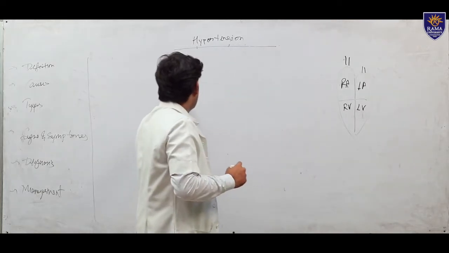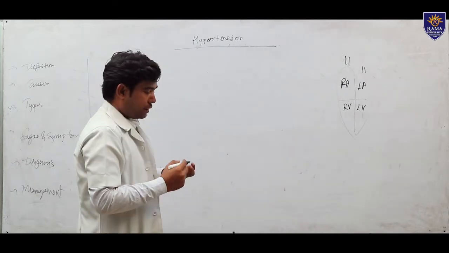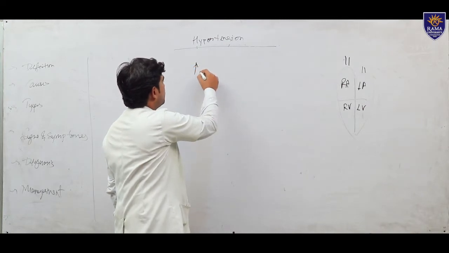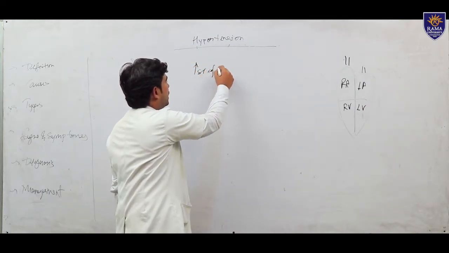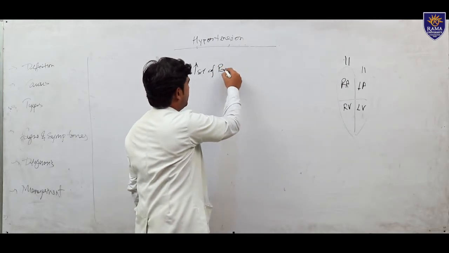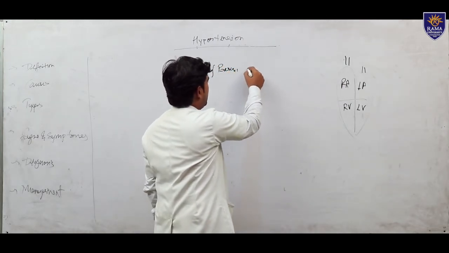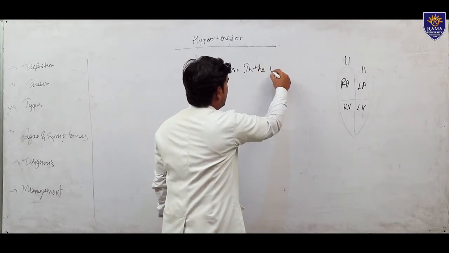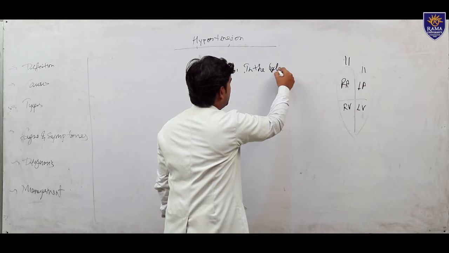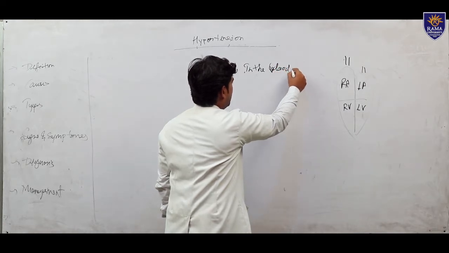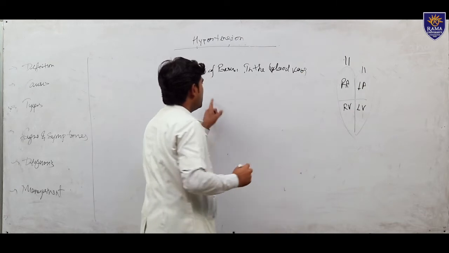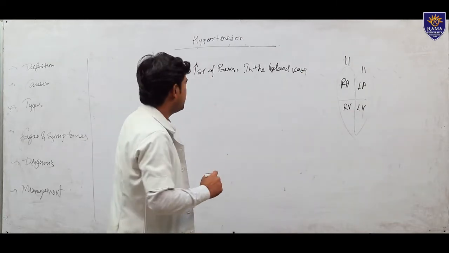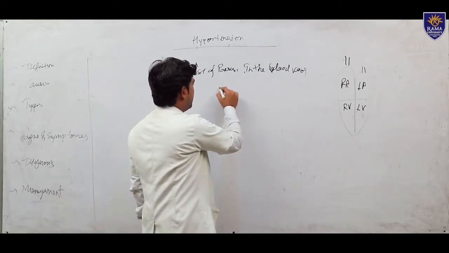First, we will see the definition of hypertension. What is the definition of hypertension? It is the elevation of the pressure in the blood vessels. It means the increased pressure of the blood vessel walls.